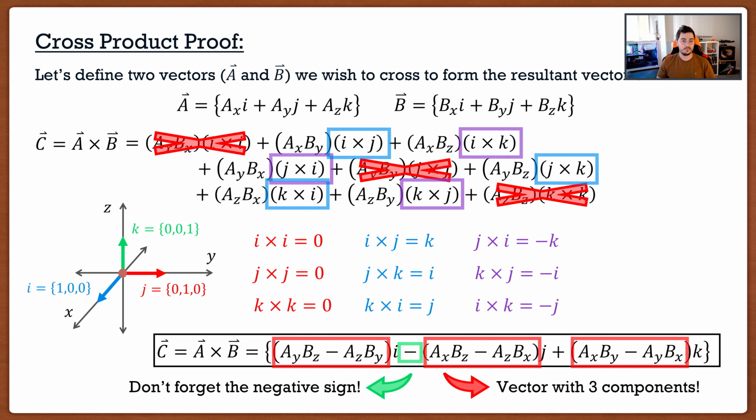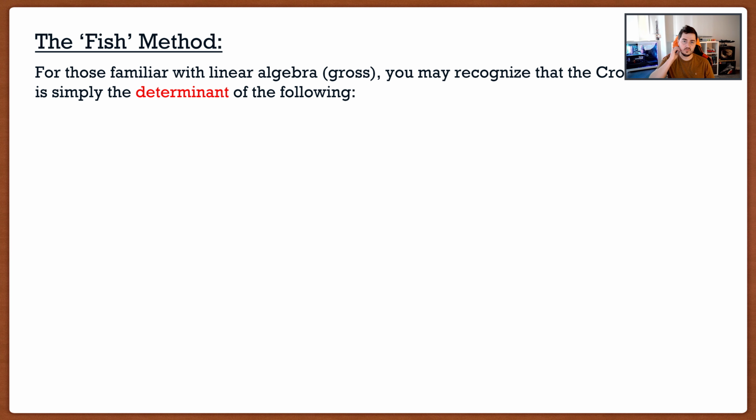Please don't forget that. Now you may be saying, Clayton, I don't want to have to rely on a formula sheet, and I don't blame you. I hate formula sheets too. How can I memorize this formula? Well, I use something called the fish method. And the fish method is based on the idea that the cross product is simply the determinant of a matrix.